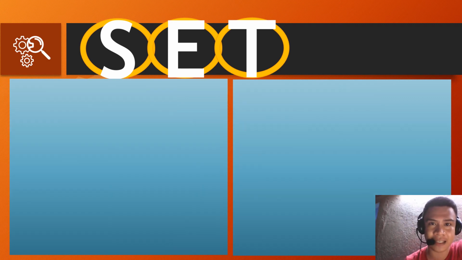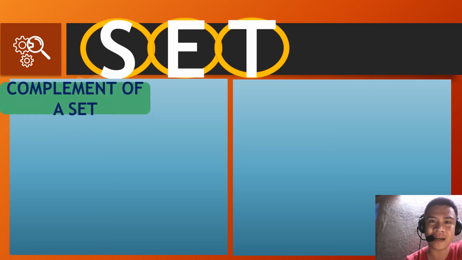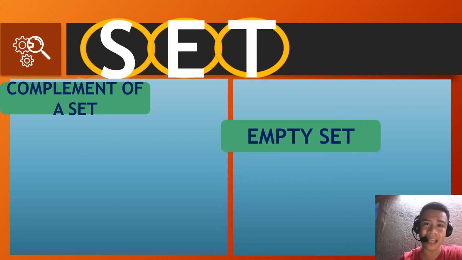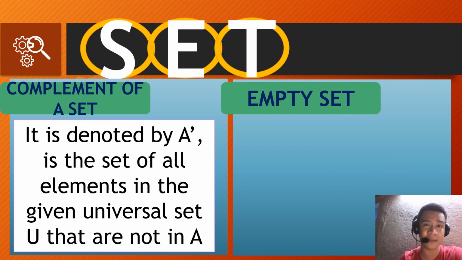Next set, we have the complement of a set. Ano ba ang ibig sabihin ng complement of a set? The complement of a set, denoted by A', is the set of all elements in the given universal set U that are not in A. So, ibig sabihin, yung complement of a set is, ito yung set na hindi makikita sa universal set. Okay? So, that is complement of a set.